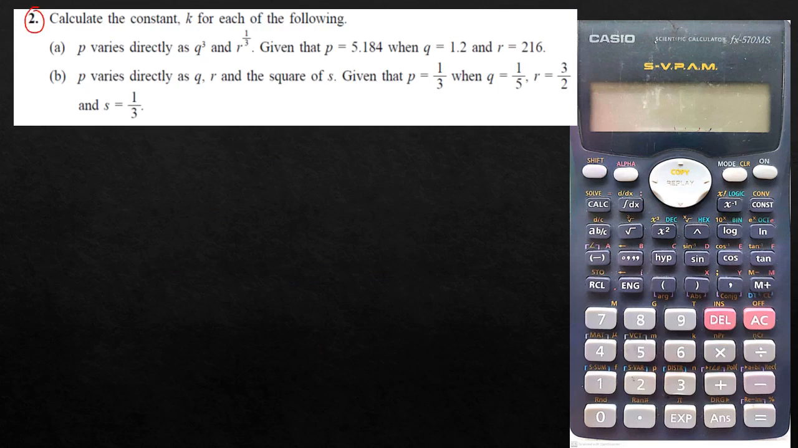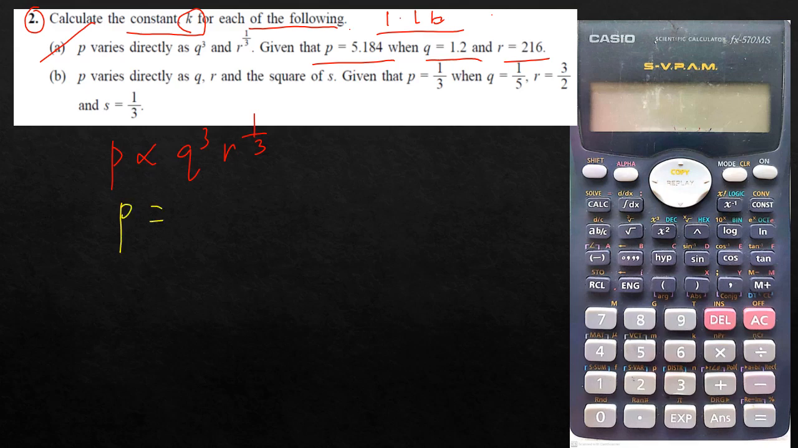Okay, number 2. This one is question 1.1, practice 1.1b. Calculate the constant k for each of the following. We do A first. P varies directly as q cube and r power 1 over 3. Given P, Q, R, you have to find your K. So you change it into the equation P equals K q cube r power 1 over 3.